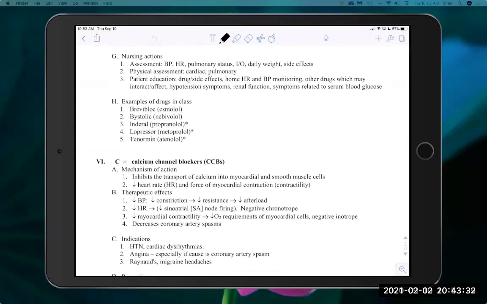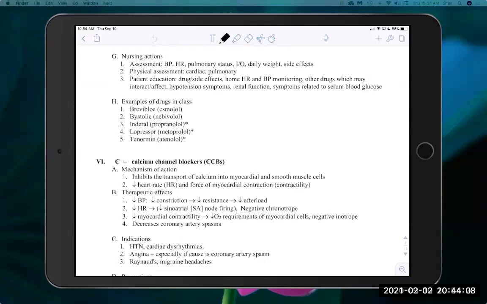So for nursing actions, we have assessment. What are we going to assess? We're going to make sure that we're assessing the blood pressure and the patient's heart rate, right? Those are all very important. So we want to make sure we're checking their pulmonary status. So we're putting our stethoscope on their chest and listening to their breath sounds. And again, assessing that blood pressure and heart rate. And then we're also looking at I's and O's, right? Intake and output, daily weights, side effects. These are things that we always need to keep in mind with medications when we administer them.